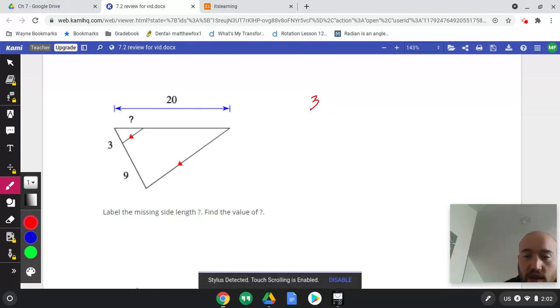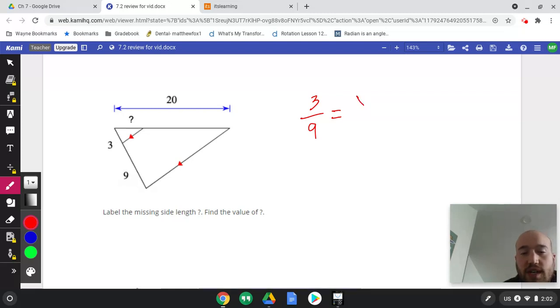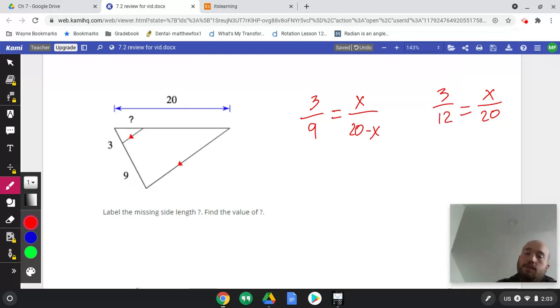We could do 3 over 9 equals, instead of question mark, I'm going to put an x. Now if I do this, I have to do 20 minus x. Okay, so the reason 3 over 9 is this chunk, so x, and then 20 minus x would tell us what that chunk is. The other way you could do it, if you want to put x over 20 on the other side, that's fine. But then the 3 matches up with the x, but instead of a 9, I have to put a 12.